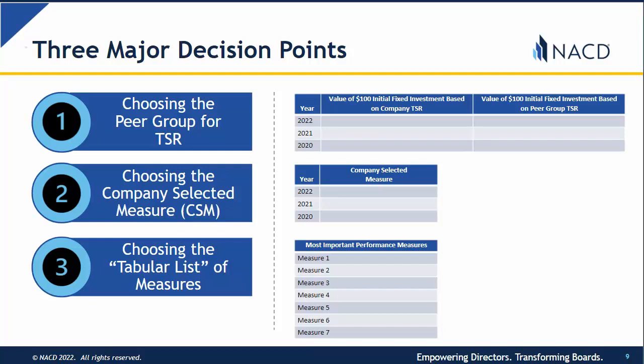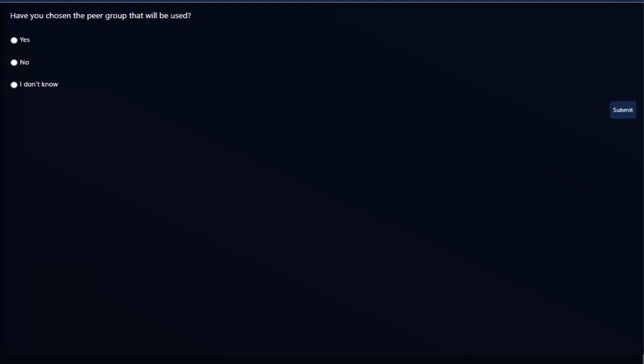Great. All right. So coming back to these major decision points that go into these 2 tables, and we'll go into depth in these. How do I choose the peer group for TSR? How do I choose my company selected measure? And what do I put in my tabular list? So on that note, Jill, why don't you hit the first question we have? Oh, okay. I didn't know if you wanted to have some conversation on it yet.